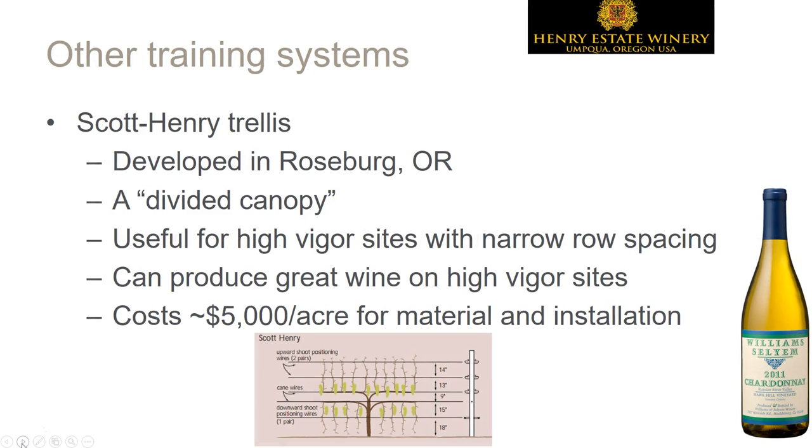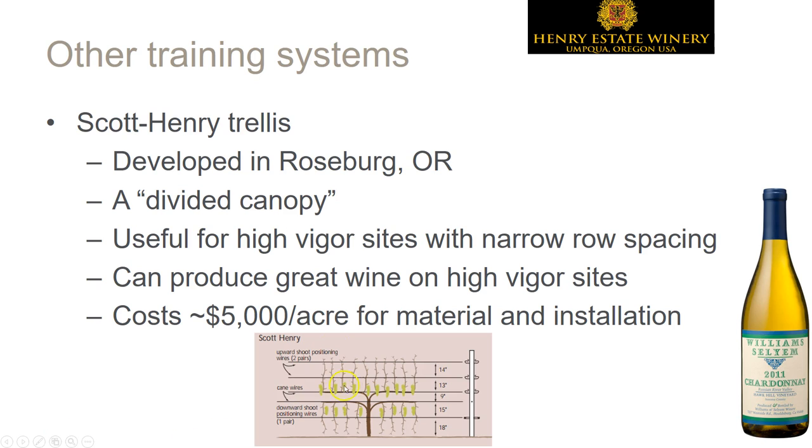Yeah. So some other systems, this is a vertical division. This is Scott Henry. This would generally be done when you made a mistake and you put in VSP and you can't attenuate the vigor using spur pruning. So now you need to divide the canopy, and you probably can't do a horizontal division. Say you did 7-foot rows, you couldn't do a Lyre system because your rows are too close together, and with a horizontal division you won't be able to get your tractor down the row. So you're going to do a vertical division.